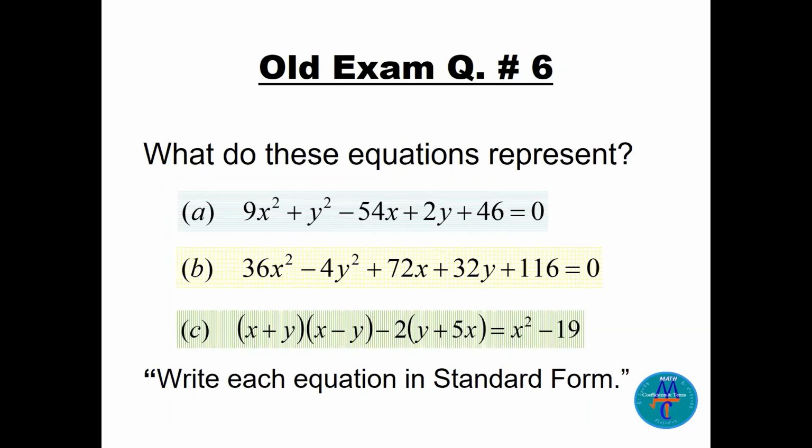Number 6, what do these equations represent? We have A, B, C. These are shifted conics. You can complete the square on the x and y. Check equation number 1, A. B part, complete the square x and y. And C part, expand, simplify, complete the square, and then check the answer.